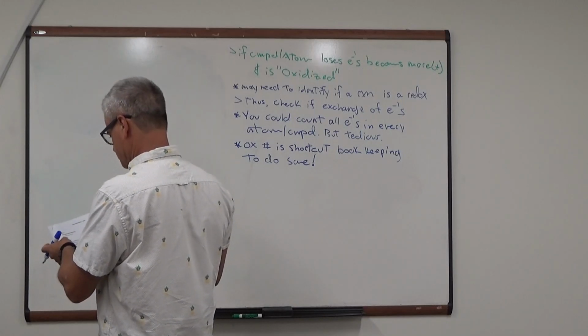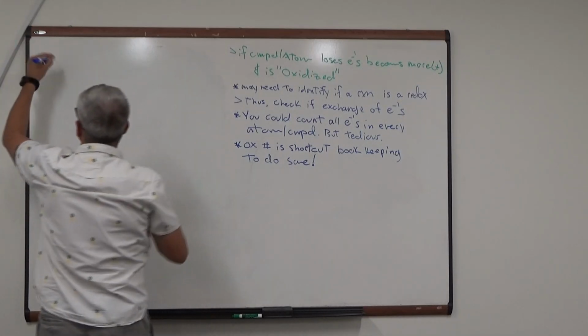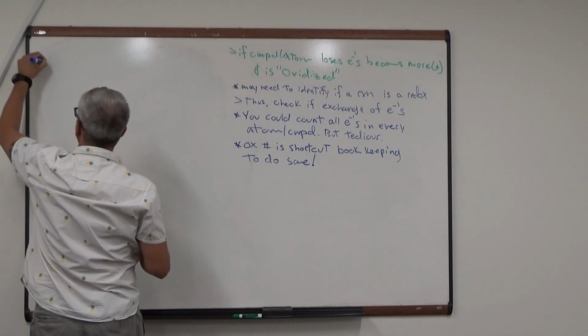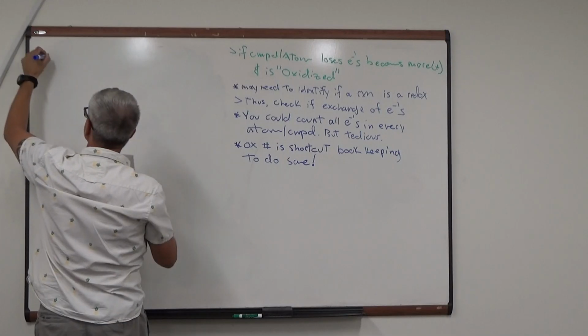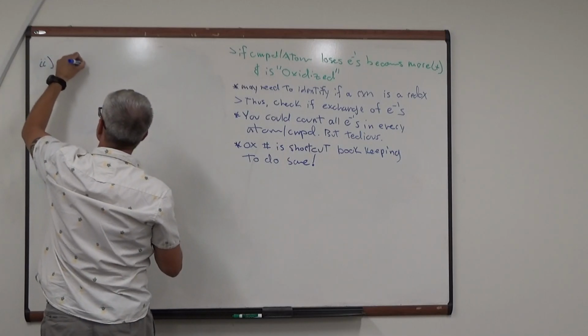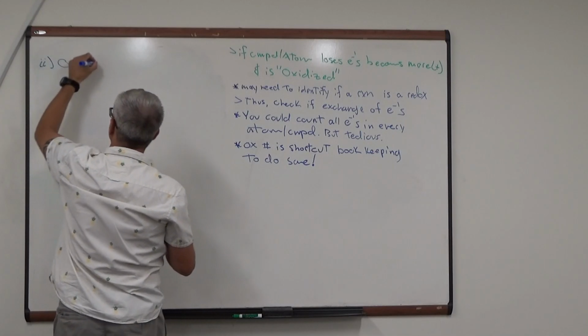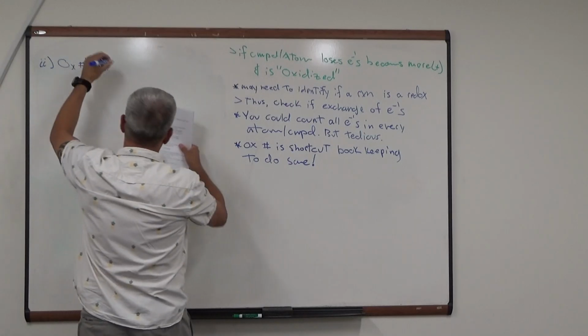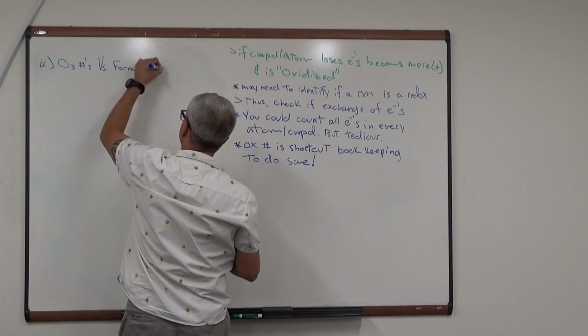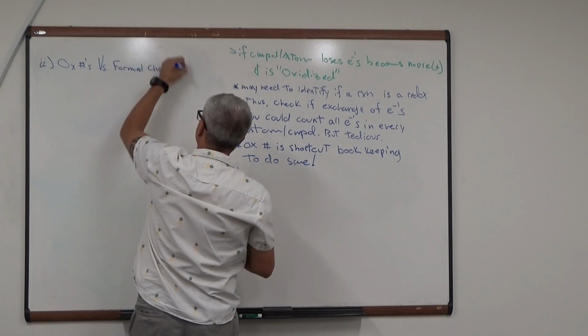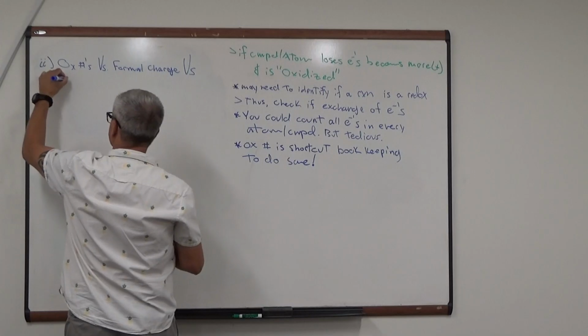Oxidation reduction was section I, and so section II is oxidation numbers versus formal charge, versus partial charge.